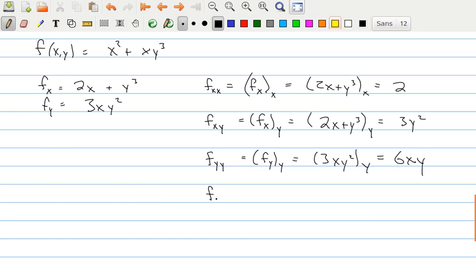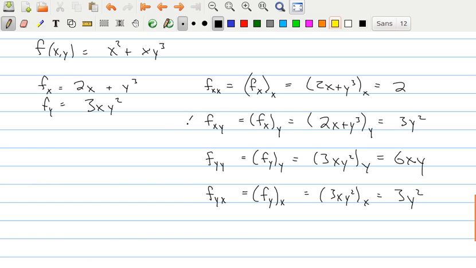And finally, the last mixed order partial, fyx. So this says do the partial of f with respect to y, then with respect to x. So fy, we just did a minute ago. This is 3xy squared. And we take its partial with respect to x. And we get 3y squared.